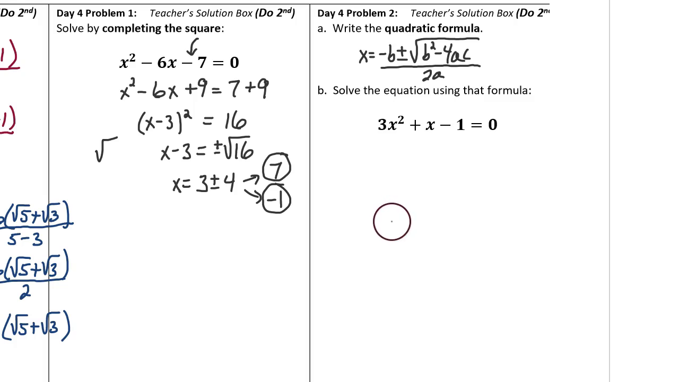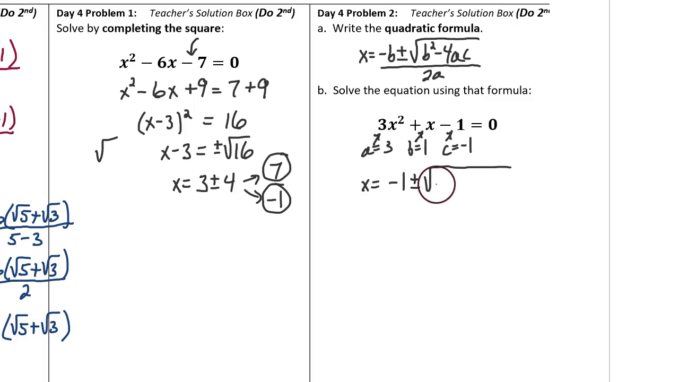Question B, solve the equation with the formula. So a is 3, b is 1, c is -1. Now use the formula. So when it says -b, we put -1.